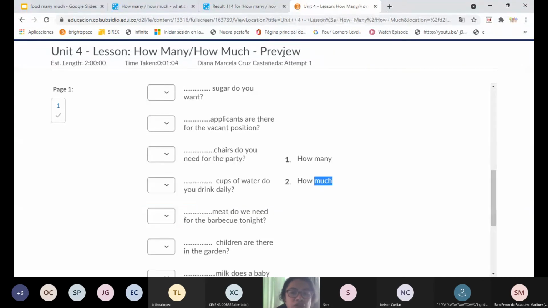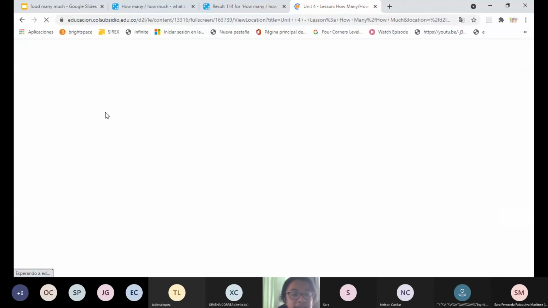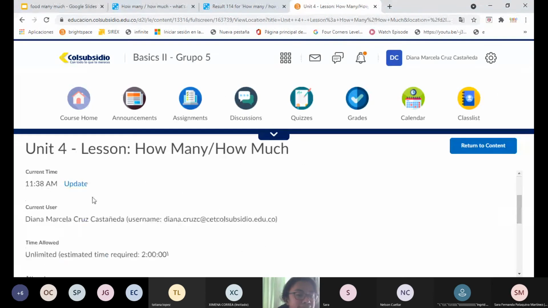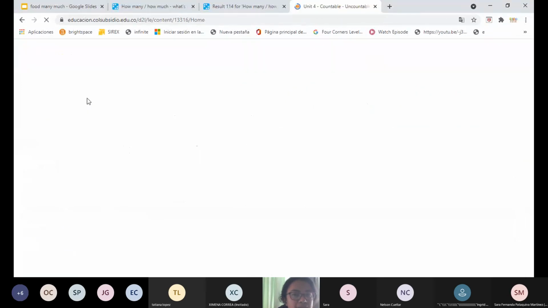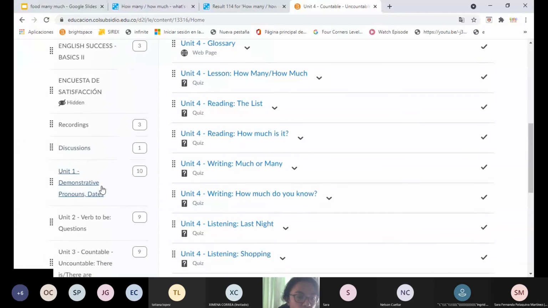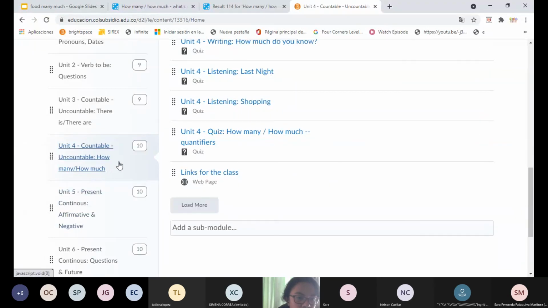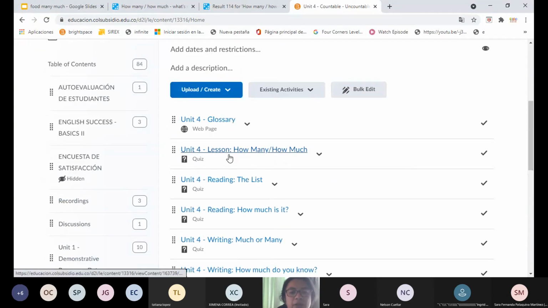Okay, remember, Unit 4 lesson. Is the instruction clear to everybody? So we go to course home, all right? And we're going to practice here, course home, Unit 4, countable and uncountable, and we're going to go to lesson how many, how much, okay? Let's do it.